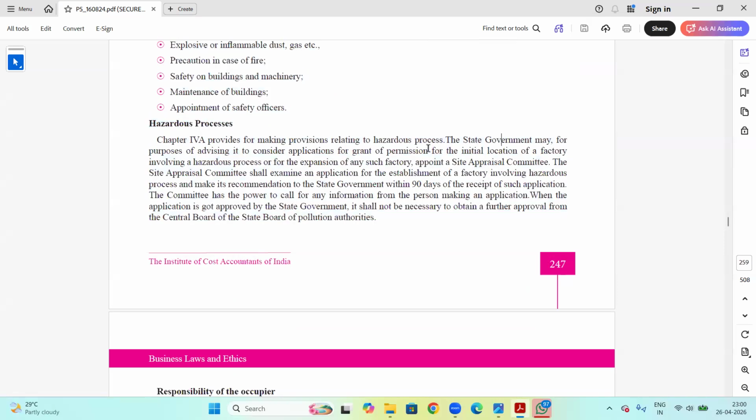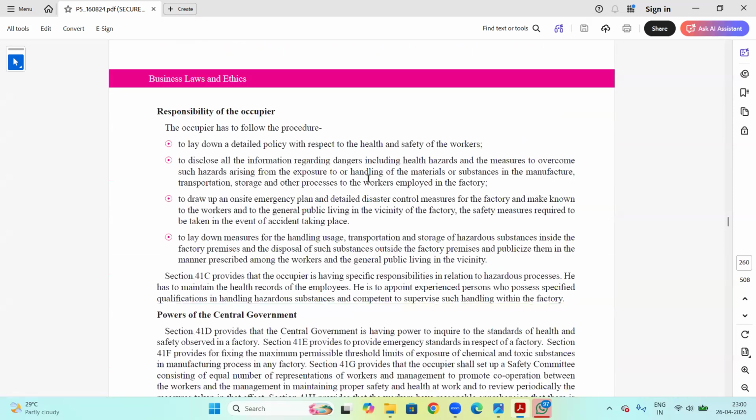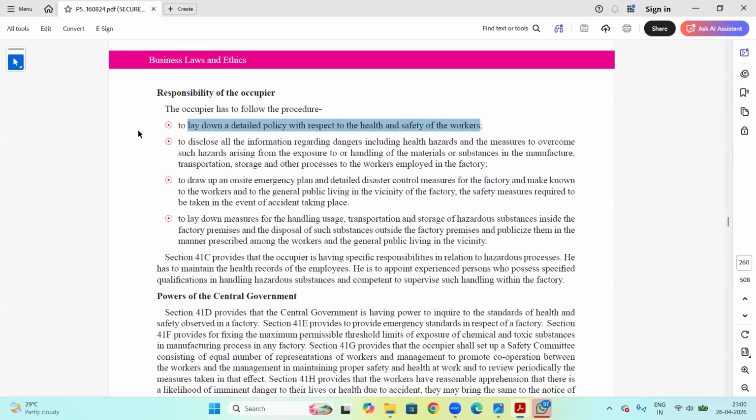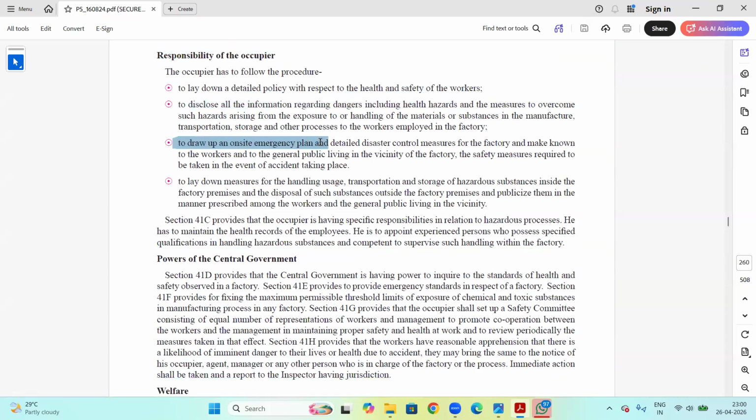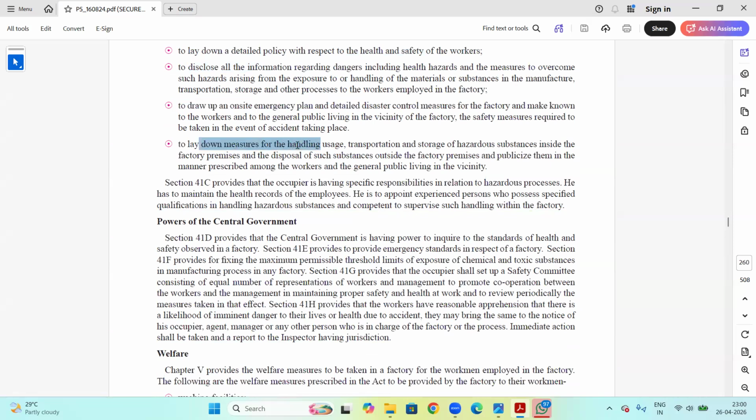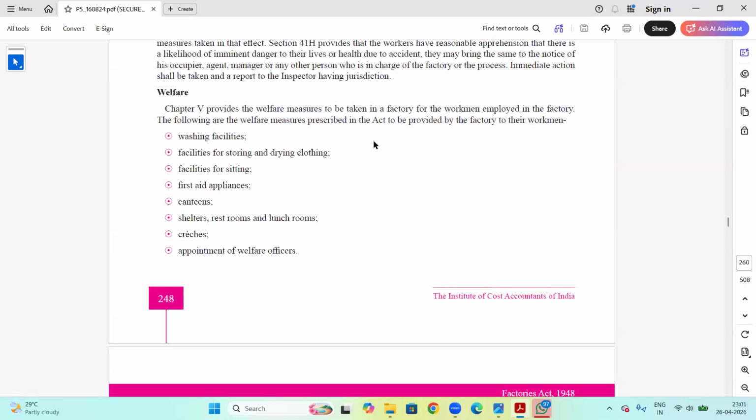Hazardous process. The state government may, for the purpose of advising it, consider applications for grant or permission for the initial location of a factory involving a hazardous process, or for the expansion of any such factory, and appoint a site appraisal committee. Responsibility of the occupier: lay down a detailed policy with respect to health and safety of workers, disclose all information regarding danger including health hazards, draw up an on-site emergency plan, and lay down measures for handling, usage, transportation, and storage of hazardous substances.